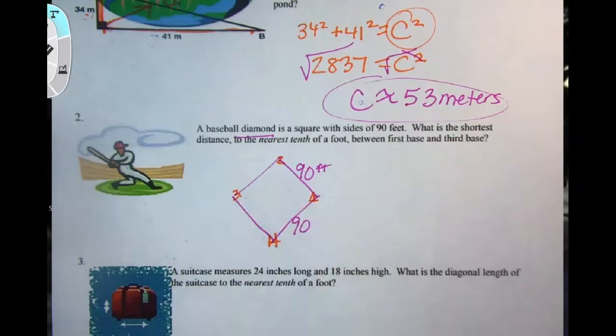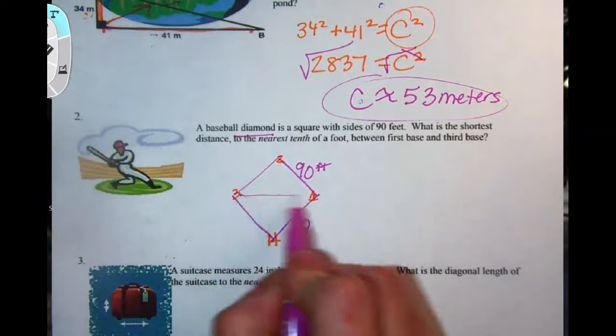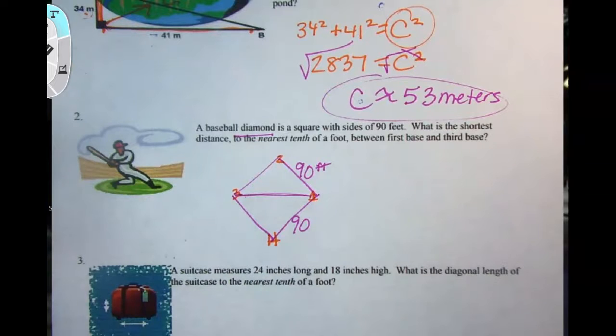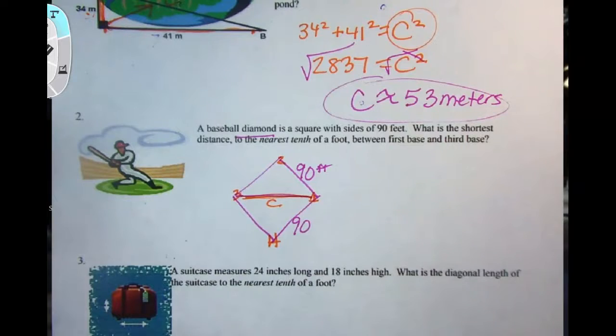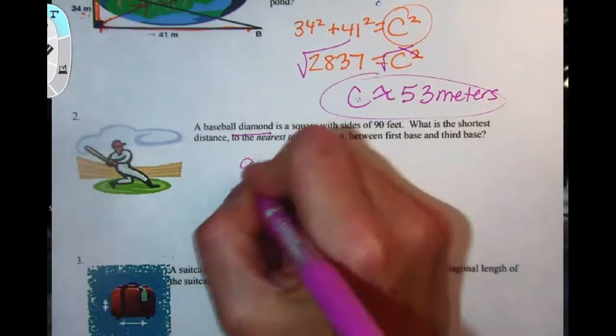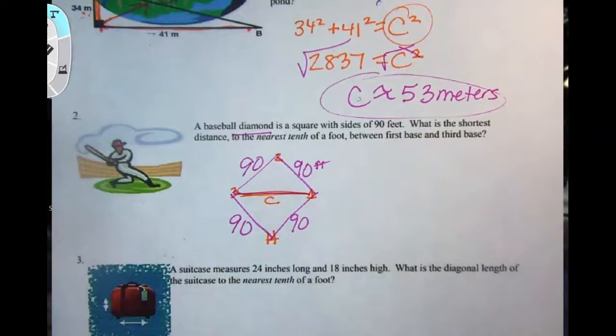So basically it's asking us to just cut this in half, right? What's the distance right here? So we're looking for this, the C, and we already know every side is 90. So I could put in 90 and 90. It's a square with all sides 90.